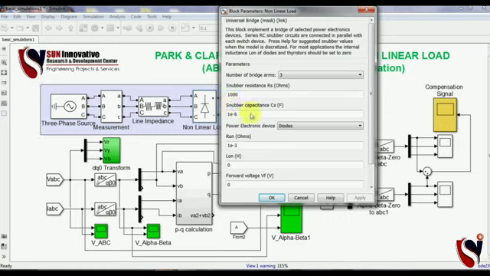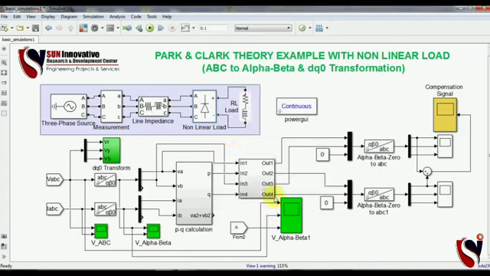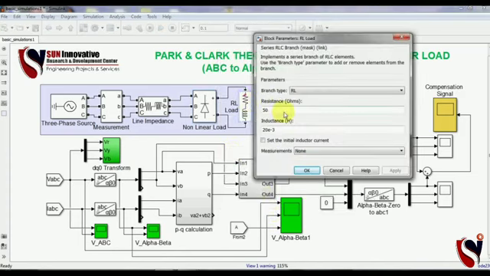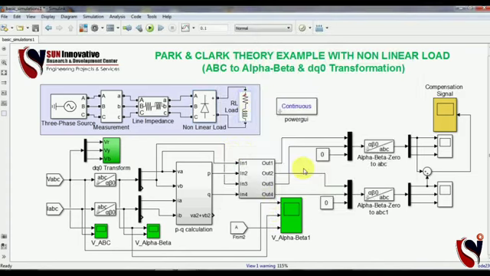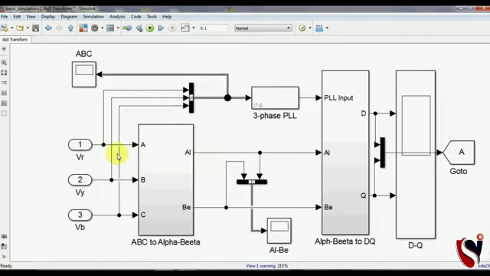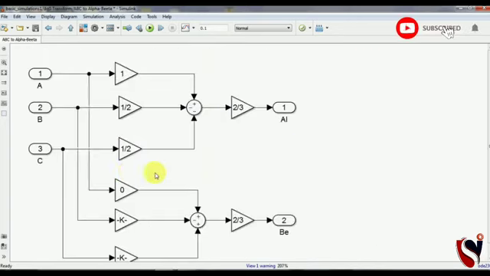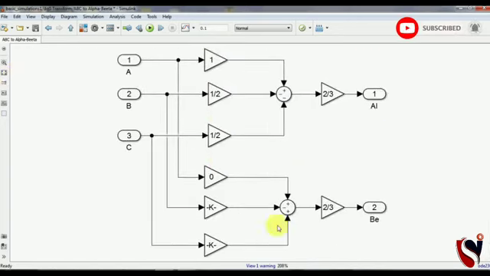See this line impedance, and this is the non-linear load. I have designed the snubber, diodes and bridge, and this is the inductive load here, an RL load, and this is again the alpha beta values. So this is all our DQ transformation here.